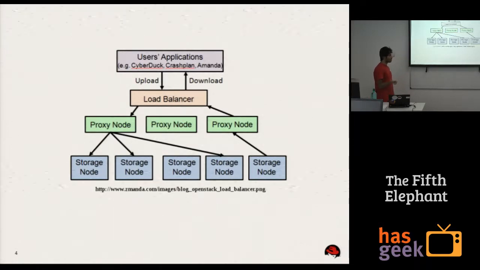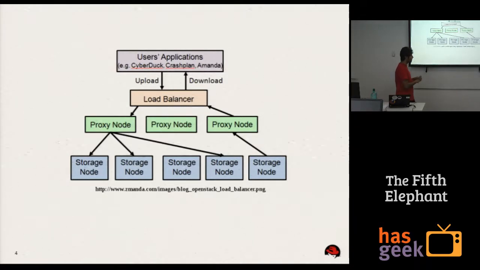If a proxy node goes down, there's no way for the client to access the data that resides in the storage cluster. So usually in production deployments, there are multiple instances of proxy nodes for load balancing and also for redundancy. Swift mainly has 4 components: account server, container server, object server, and proxy server.